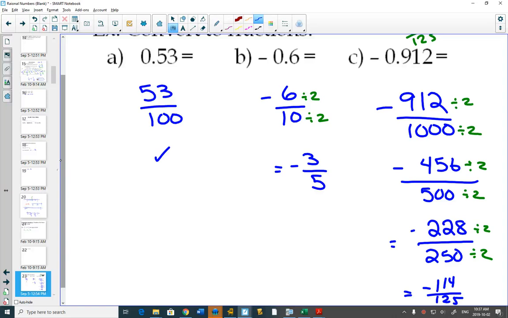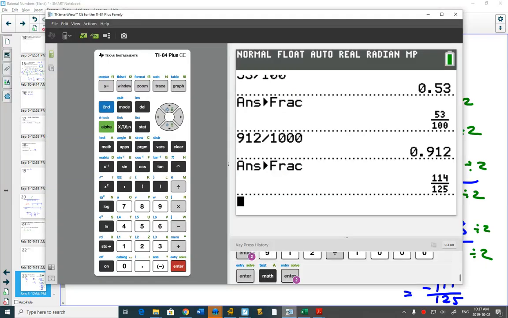You could check, do they both divide by 3? They don't. Do they both divide by 5? They don't. This is done. But it's sure nice on the calculator that it does that for me.